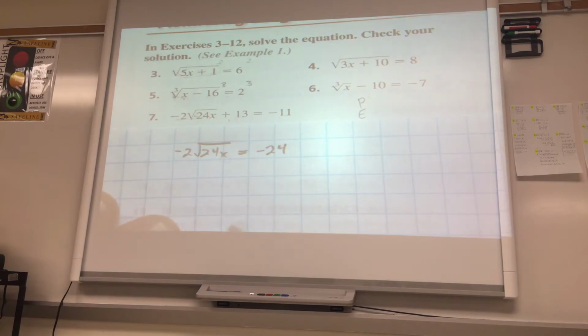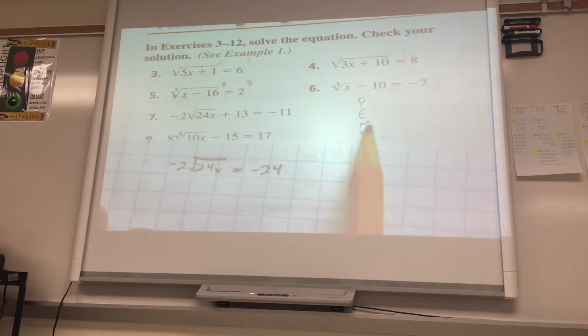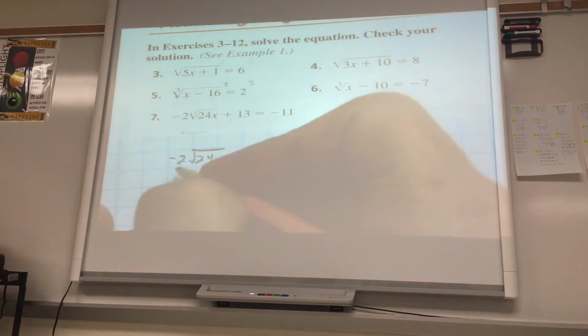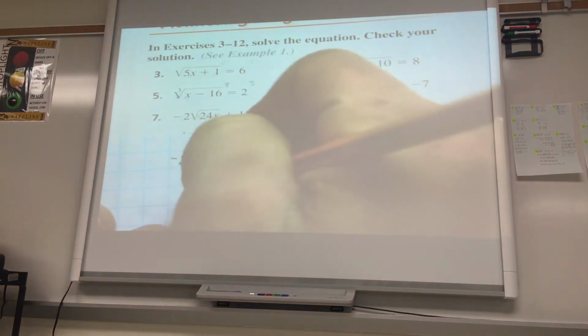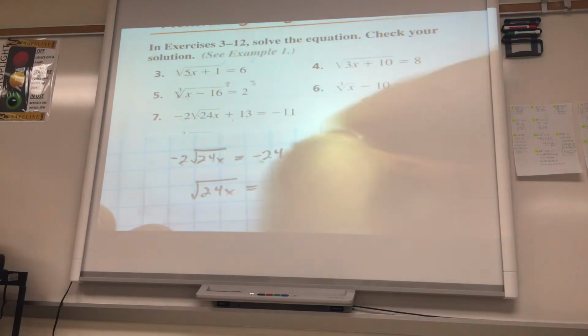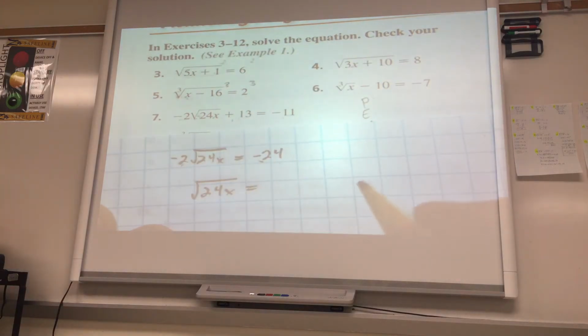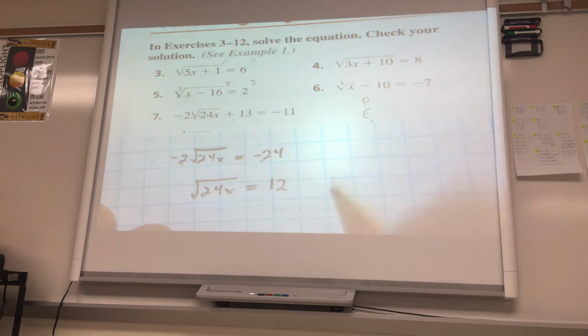Okay, so again, I need to get rid of this -2 before I get that square root by itself. Notice that's the next thing. It's being multiplied or divided. So it's being multiplied. I'm going to get rid of that by dividing -2 from each side. So I'm going to end up with square root of 24x equals -24 divided by that -2 is 12.